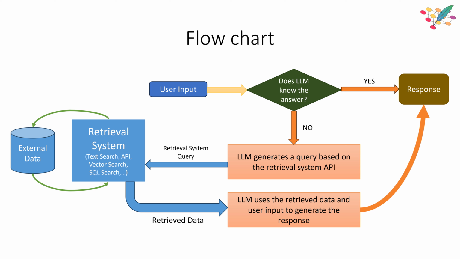The LLM generates a query based on the user input and sends it to the retrieval system. The retrieval system then searches external sources such as databases, documents, or websites for the most relevant information. Once the retrieved data is collected, it's sent back to the LLM. The LLM then combines this newly retrieved data with the user's original input to generate a comprehensive, accurate response. In this way, RAG ensures that the AI can provide up-to-date and well-informed answers, even when it doesn't have all the information internally.